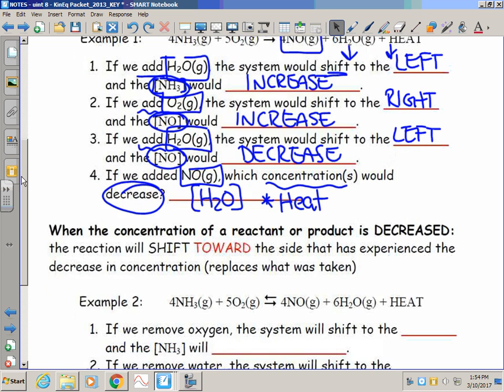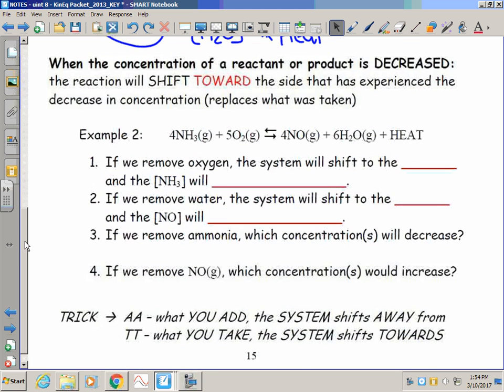Now we're looking at when concentrations are decreased. So we're staying with the same stress, concentration, the same factor. But the stress now is going to be to decrease that factor. So I should rephrase that. Same factor affecting rate, but a different stress in that we're not adding this factor or increasing the factor, we are decreasing the factor. We're decreasing a species concentration.